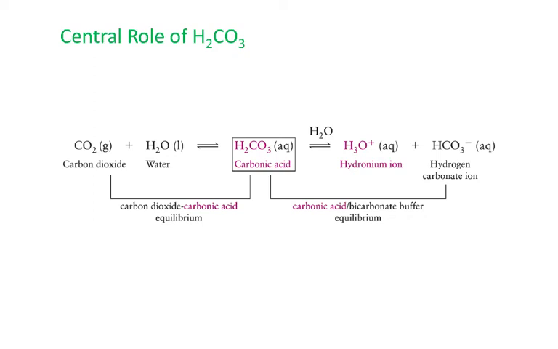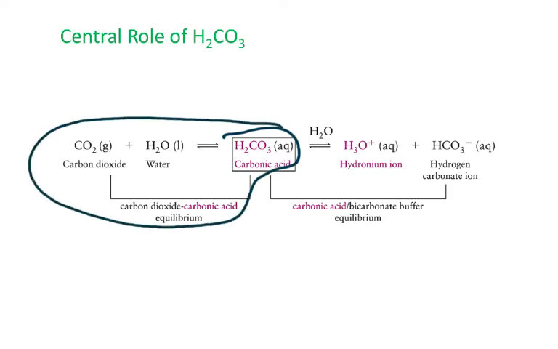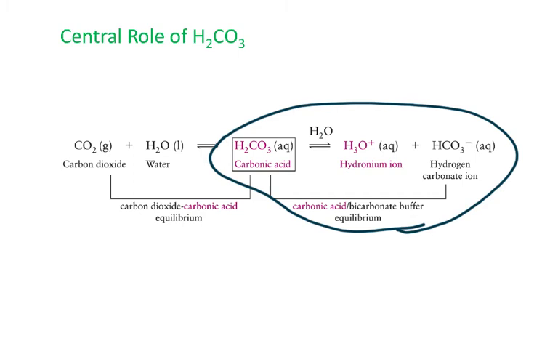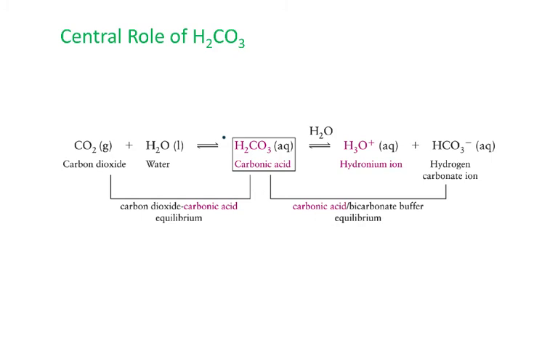Right? We have two equilibria, which both include carbonic acid. So one is between CO2, again, from the cells and respiration, and the other one includes hydrogen carbonate ion regulated by the kidneys. And here's the key. This also includes the hydronium ion, which is used to calculate pH, right?